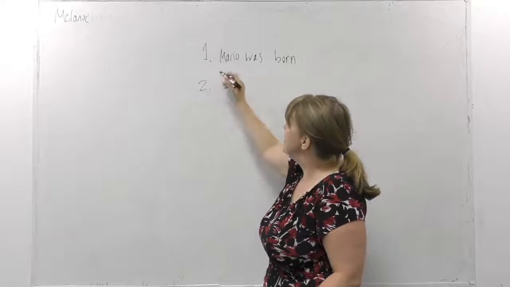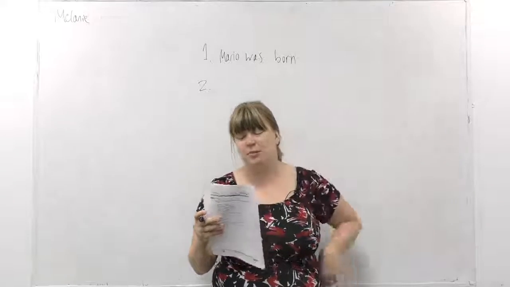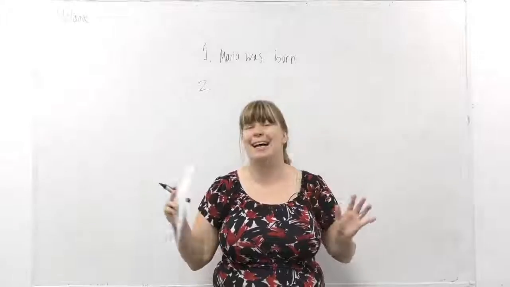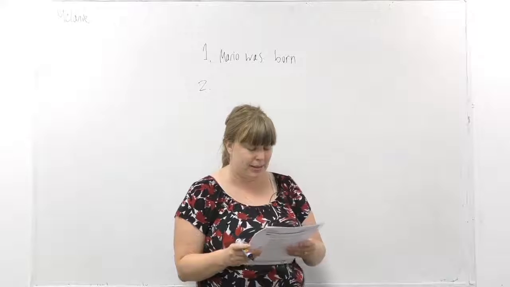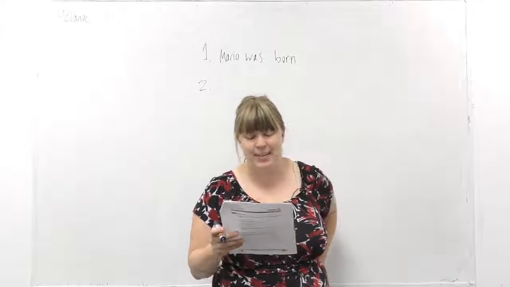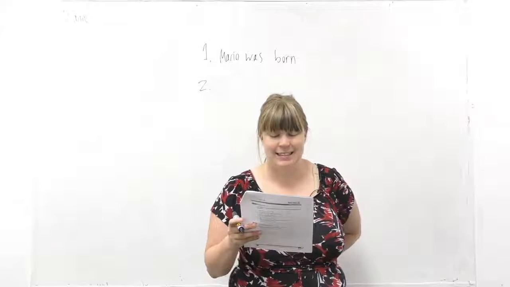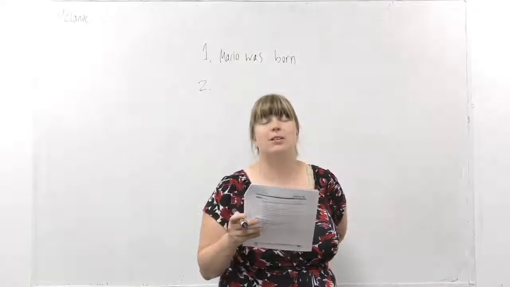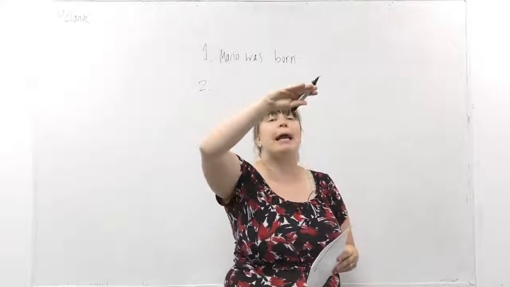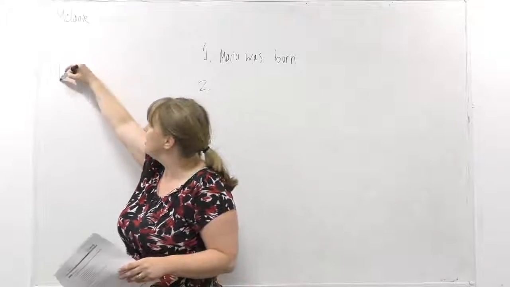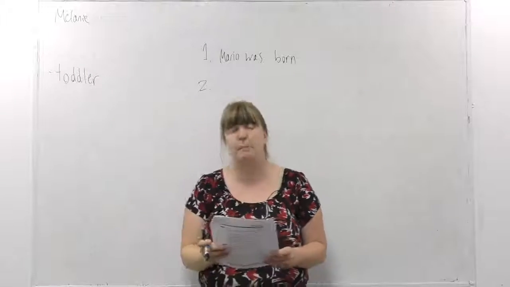So what's going to be the second event? What's number two? He graduated from university and got a job in London? No, babies don't go straight to university. Something else would have had to happen. What do you think? What is going to be next? So first he was born, so he's a baby. After you're a baby, you become a, remember this word? Toddler. So let's see if there's anything about him being a toddler.